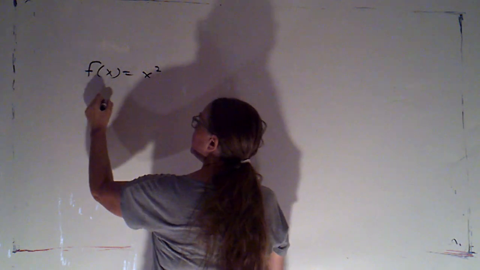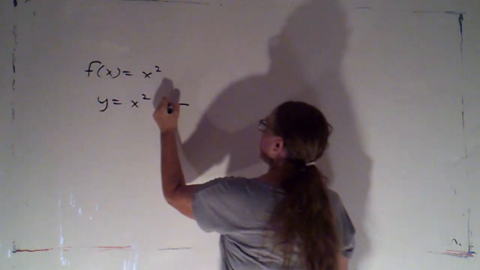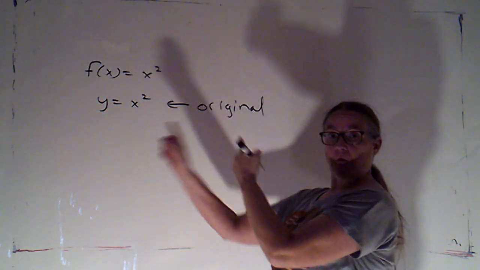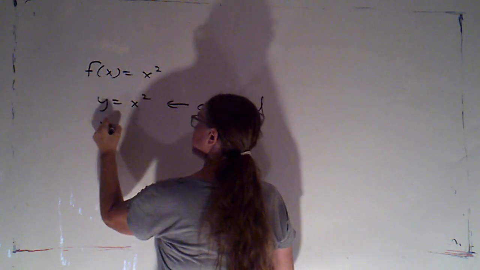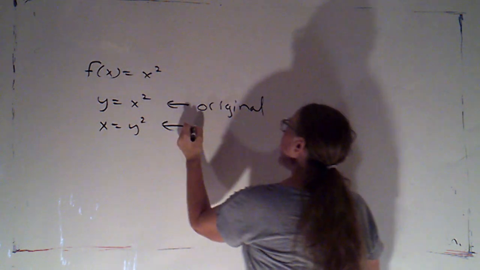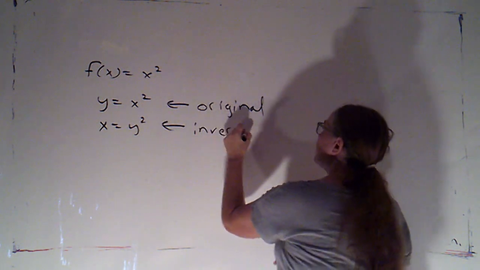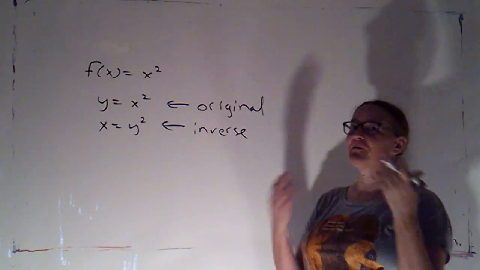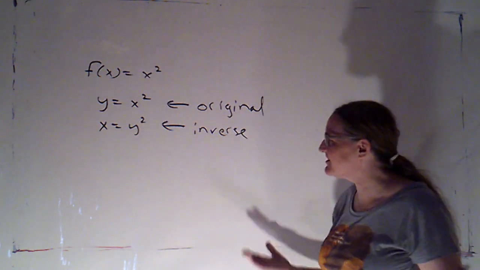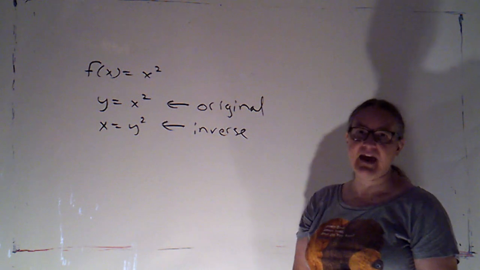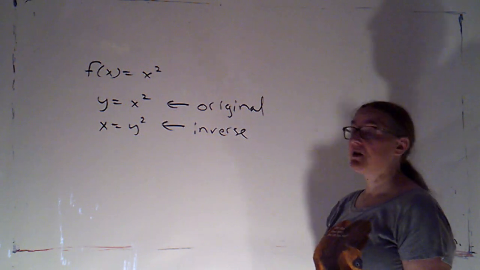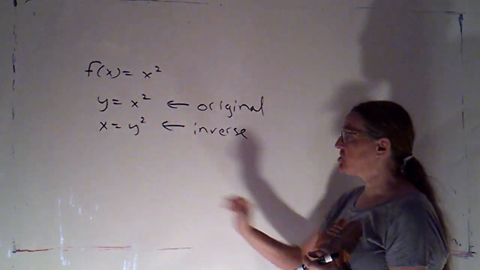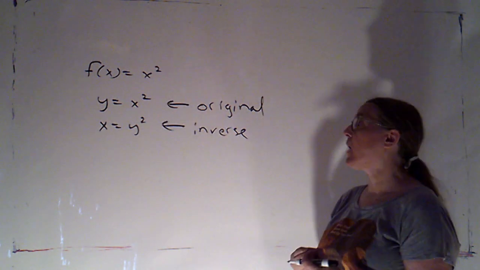So if I were to rewrite this as just y equals x squared and say that's the original, I would switch the roles of x and y. So I would get x equals y squared, and that would describe the inverse. Now, that does describe an inverse relation. Remember, a relation is just a set of ordered pairs. All the ordered pairs that make that equation true are part of that relation. The question is, is it a function? And if it's a function, there has to be a unique y value.